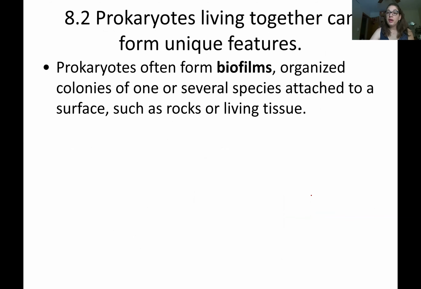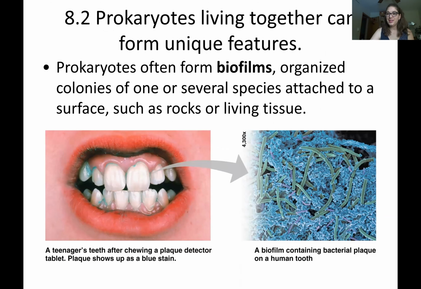Okay, prokaryotes can also produce biofilms, and these are colonies that attach to surfaces like rocks or living tissues. A great example of a biofilm is plaque on your teeth. If you remember when you were a kid and the dentist came to school, or you did it at the dentist's office, and you chewed one of those little plaque tabs, it dyes the plaque so you can see where you need to brush better. That just basically shows you where those colonies are on your teeth, where that plaque is developed, which is a biofilm.